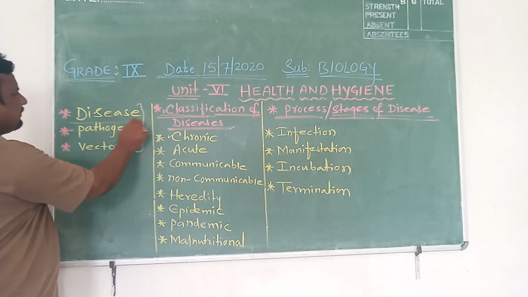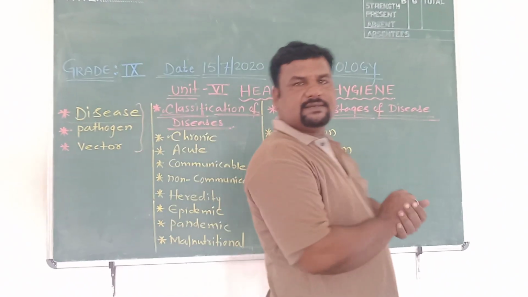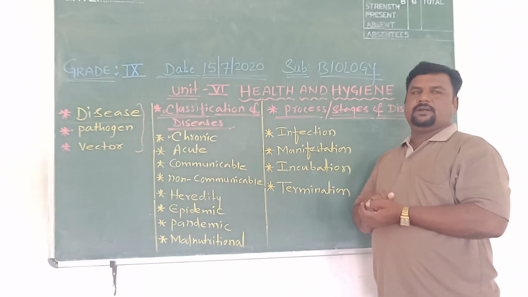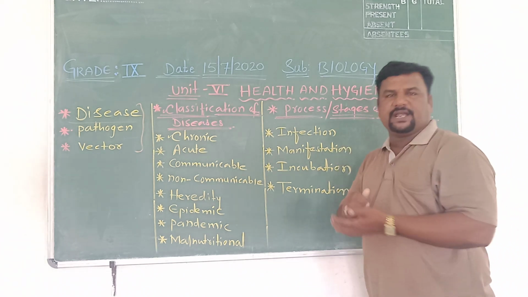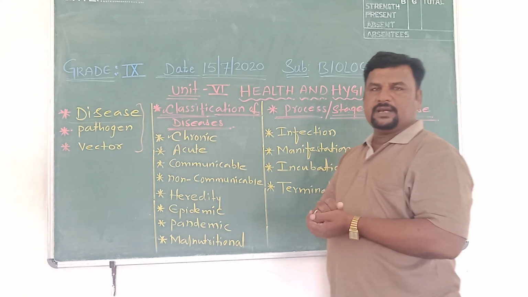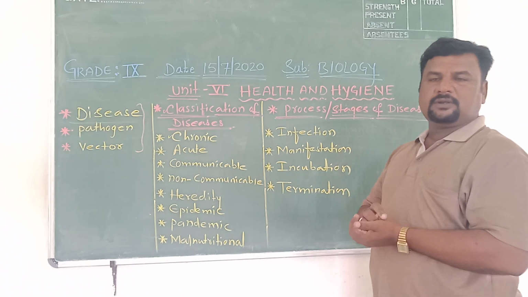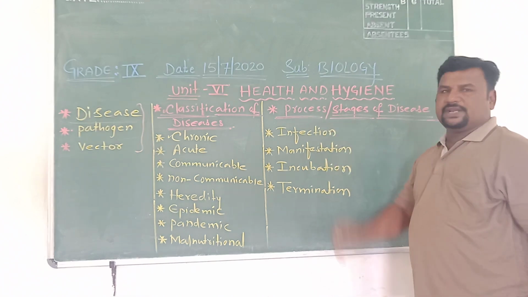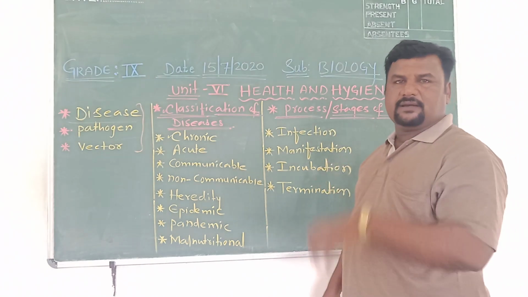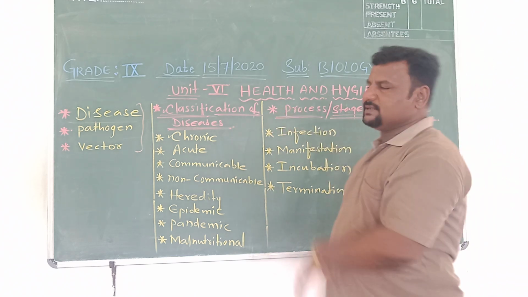Let us take disease. What is disease? How can we define the term disease? Disease is a condition in which the normal functioning of the body is affected, either temporarily or permanently. I repeat, disease is a condition in which the normal functioning of the body is affected, either temporarily or permanently. In this way, we can define disease.